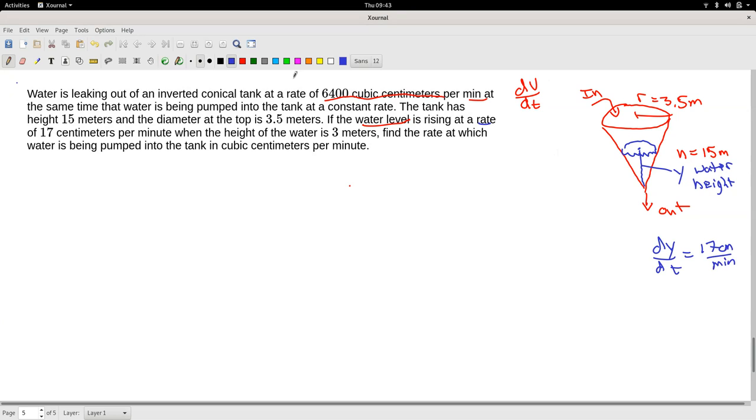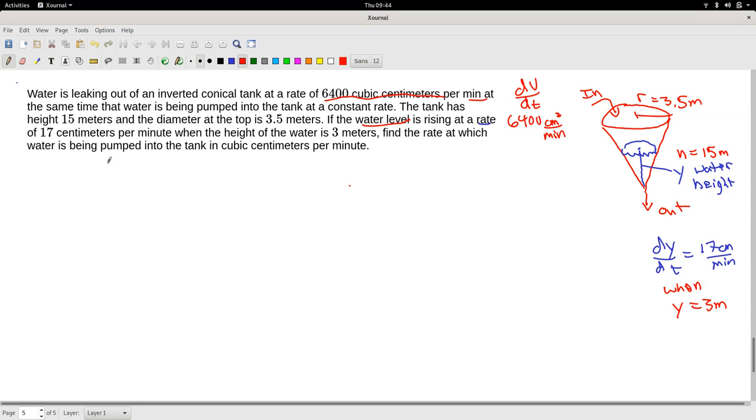I should probably label my dV dt up here. dV dt is 6,400 cubic centimeters per minute. Oh, interesting. So now we're mixing centimeters and meters. So we're gonna have to make a decision about that, probably. Which way we're gonna go. All right, when the height is 3 meters. Okay, so that right there happens when y is 3 meters.